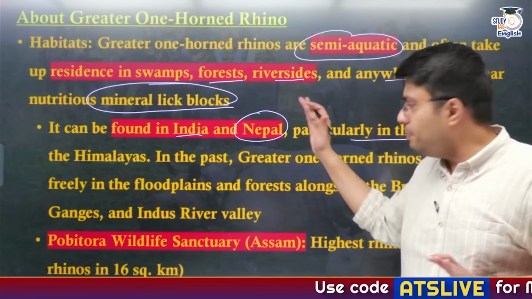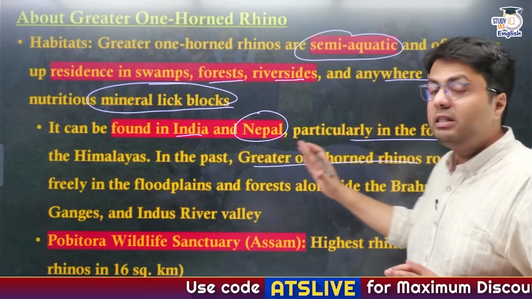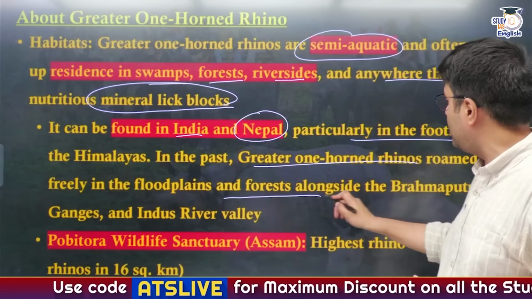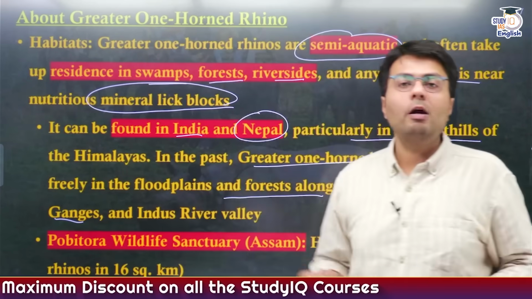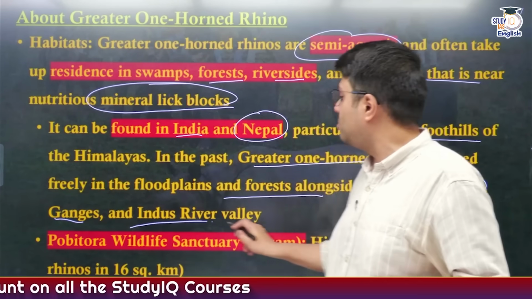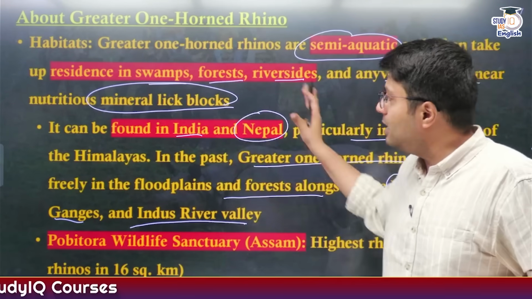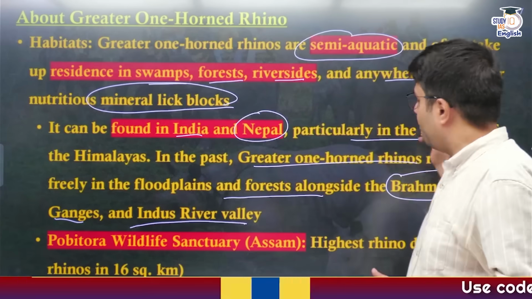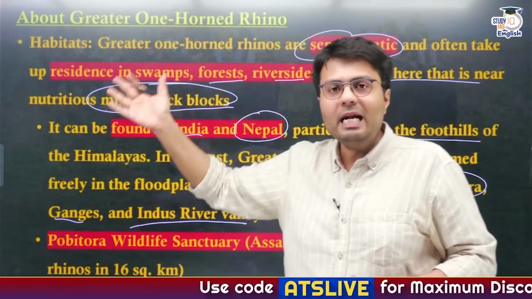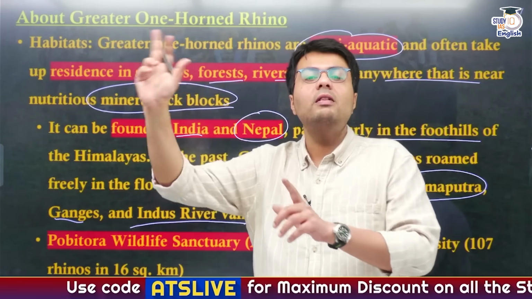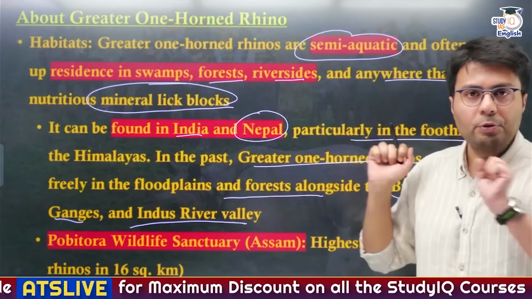Now, in the past, the greater one-horned rhinoceros roamed freely in the floodplains and forests alongside the Brahmaputra, but not just the Brahmaputra. They were also living in the floodplain area of the Ganga as well as the Indus river valley. But now they are relegated only to the Himalayan foothills and majorly to the countries of India and Nepal. And in India particularly, they are living near the areas of the Brahmaputra floodplain.